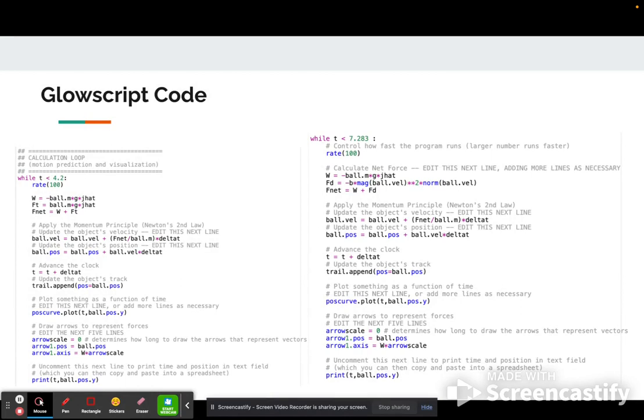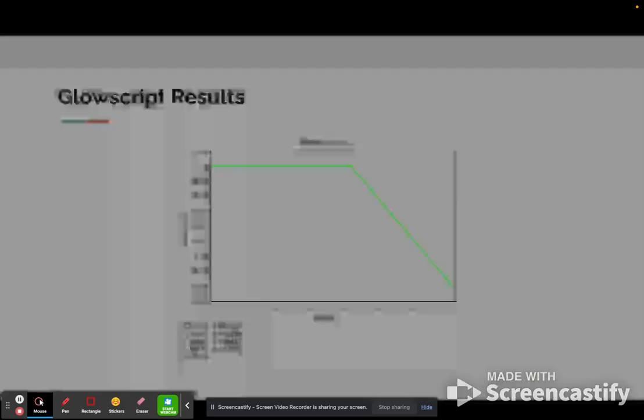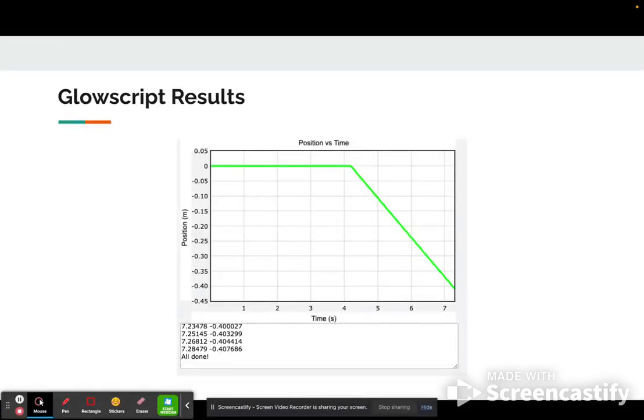On the left, we have the motion prediction. And then on the right, we have a second calculation loop for the spring. We're just using Newton's second law, and we're also factoring in drag, spring force, and gravity. And here are the GlowScript results, which are close to what we got in our tracker analysis.